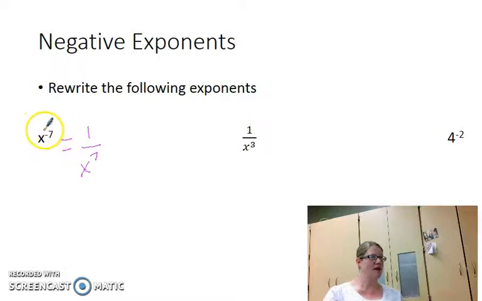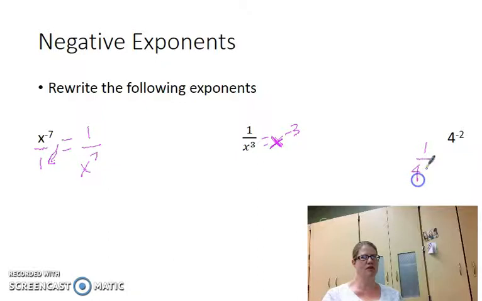the fraction. I could write this as x to the negative 7 over 1. If my negative exponent is on the top of a fraction, it means it belongs down at the bottom. We need to move it down and then we can make it positive. This one, since I have a 1 over x to the third, I could rewrite it. Another form of writing this would be x to the negative third power. And if I have 4 to the negative 2, again, it's on the wrong part of the fraction, so I'm going to move it down. It would be 1 over 4 squared.